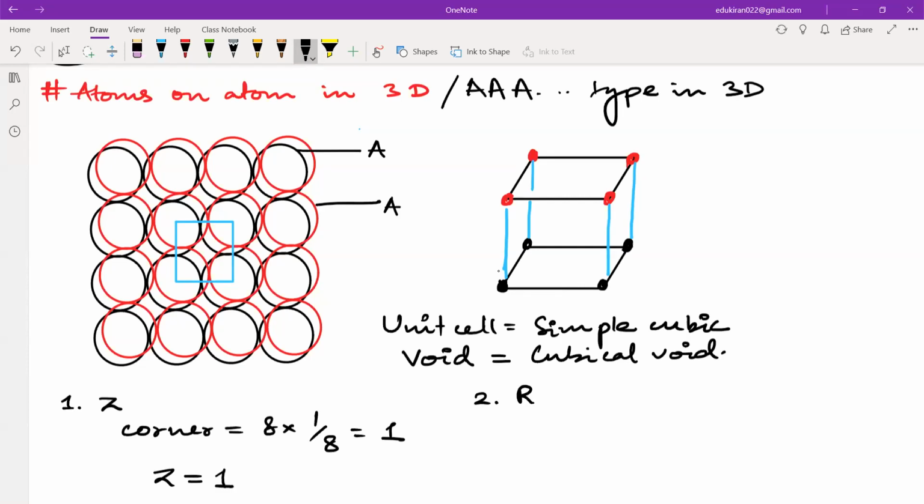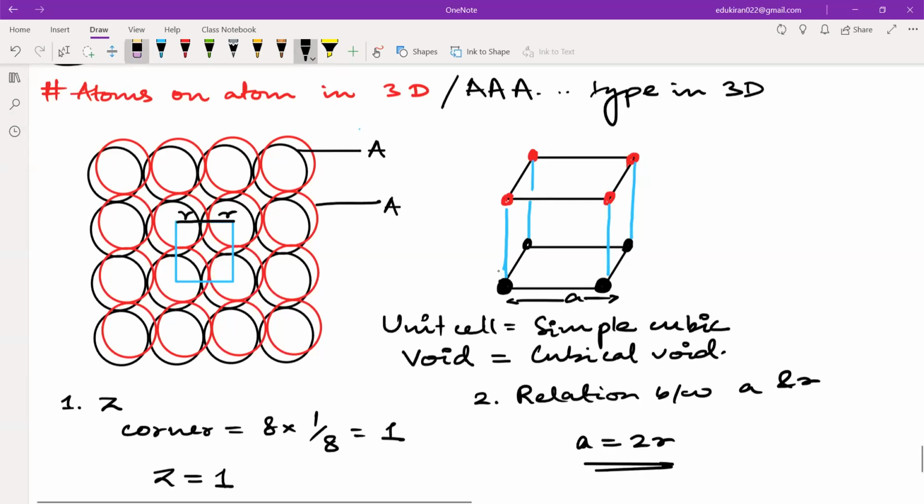The second point is the relation between a and r. You can see that here this length is a. This black atom and this black atom are touching each other, as you can see in the lower layer. That is why this length is a, and this is r and this is r. Hence a is equal to 2r. Can you see that a is equal to 2r? Do I need to explain it more? No. Okay, fine. So you write all of these things.